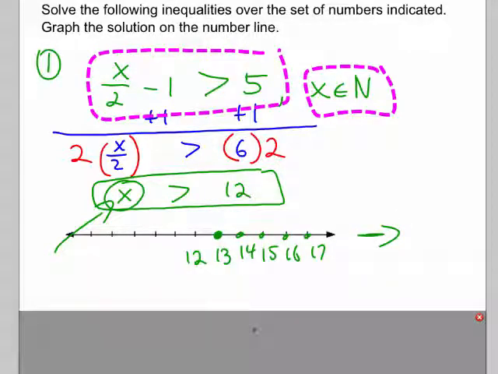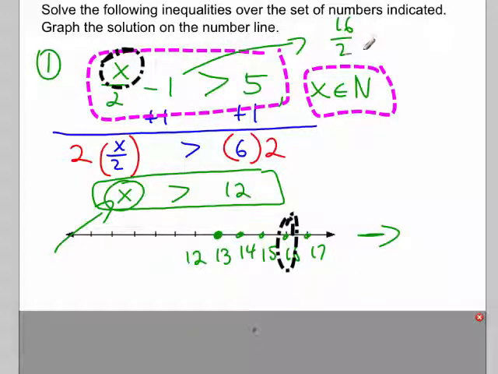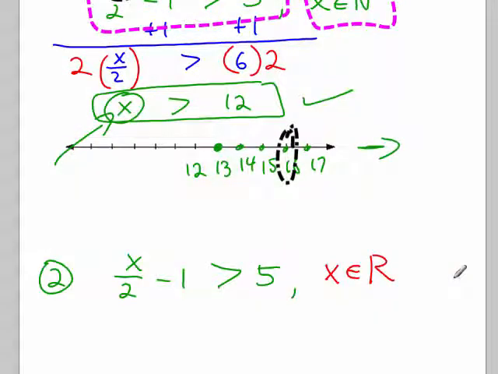If I want to check my work, I take any of these numbers. Let's just take 16 and check it. If I put 16 back into my original statement, I would have 16 divided by 2, which is 8, minus 1, which is 7. And I can see that 7 is greater than 5. It satisfies my inequality.